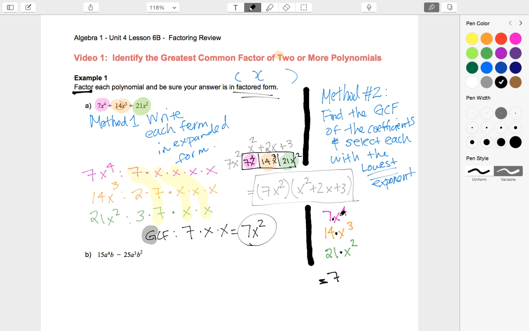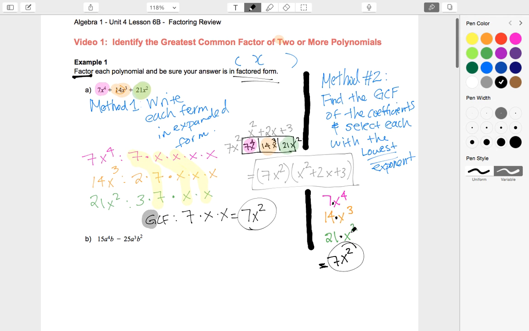And then here, I notice that they all have a variable x in common, and I have to pick the one with the lowest exponent, and that's going to be x squared. And there's my GCF. I notice I didn't do any expansion. All I wanted was the GCF in this case. And then you would do the same process with this little side box, and I'll get 7x squared, the same answer.